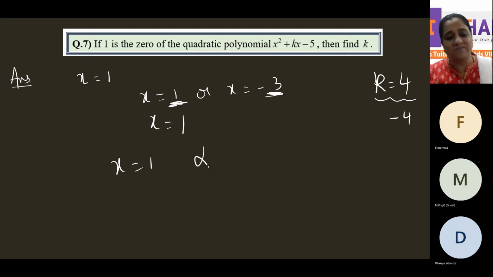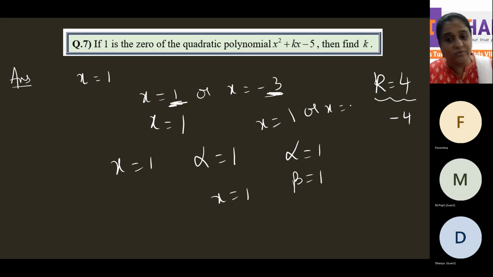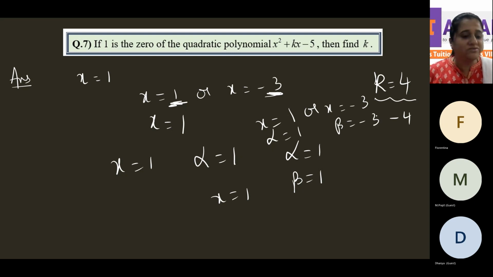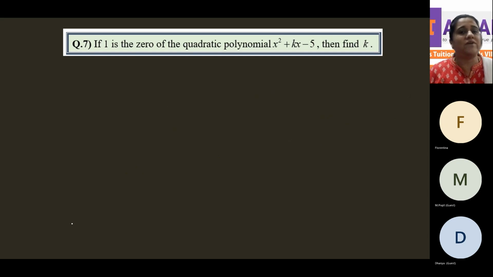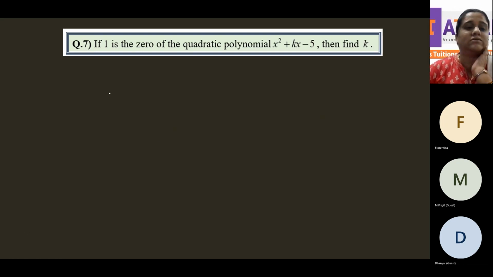1 is a 0 means alpha is 1, or you can say beta is 1. But before we get alpha and beta, we would have got x is equal to 1 or x is equal to -3 first. Then we say, therefore, alpha is 1, beta is -3. To get the values of alpha and beta, we would have got the values of x. So if 1 is a 0, the value of x is 1.